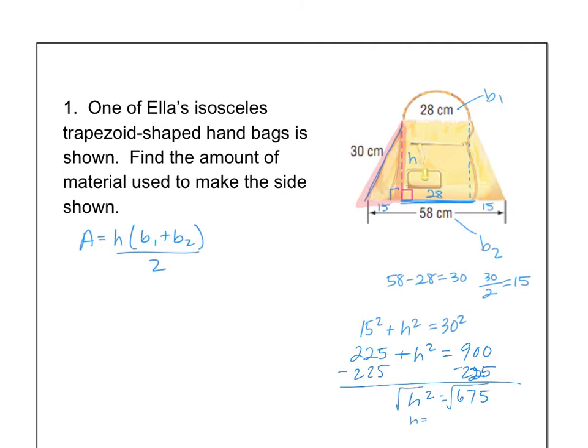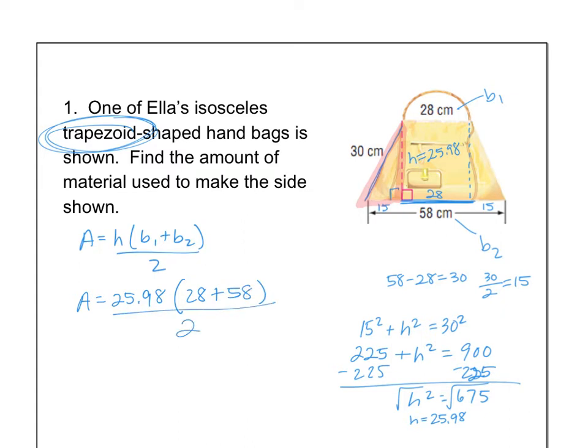And the height turns out to be 25.98. So I'll just write that on here, 25.98. I think we now have all of the numbers we need to find the area, so let's plug them into our formula. So I've written the formula here for area of a trapezoid. We know it's a trapezoid because it tells us in the problem. So the height we just solved for, it was 25.98. The bases are 28 and 58, and then divide by 2.